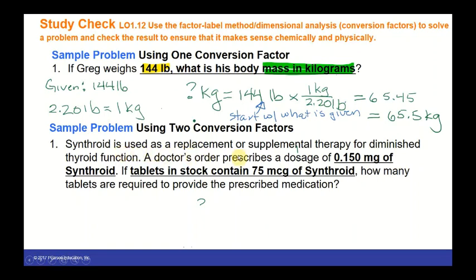Let's look at the second problem. Synthroid is used as a replacement or supplement therapy for diminished thyroid function. A doctor's order prescribes a dosage of 0.15 milligrams of Synthroid. If tablets in stock contain 75 micrograms of Synthroid, how many tablets are required to provide the prescribed medication?